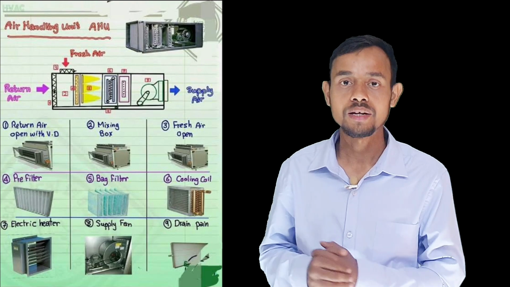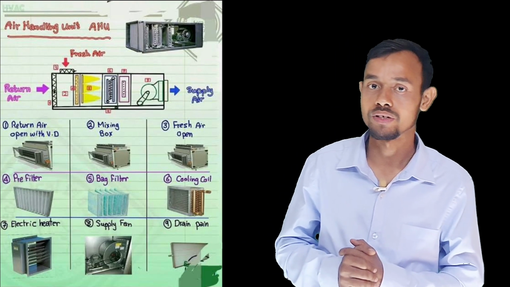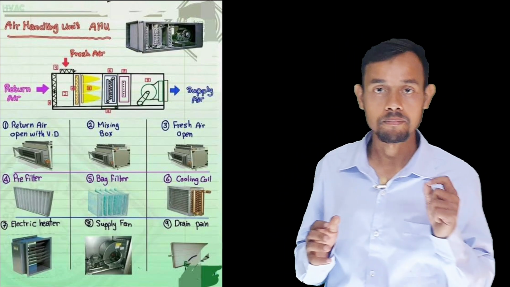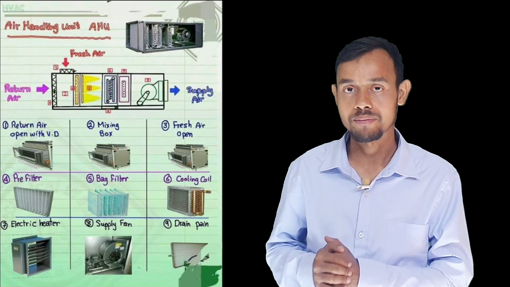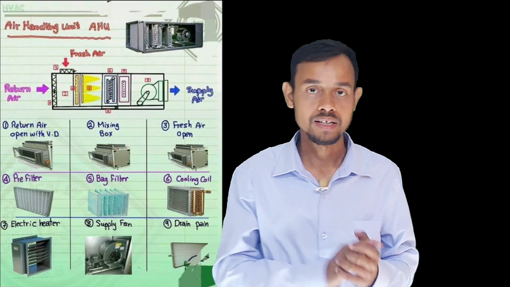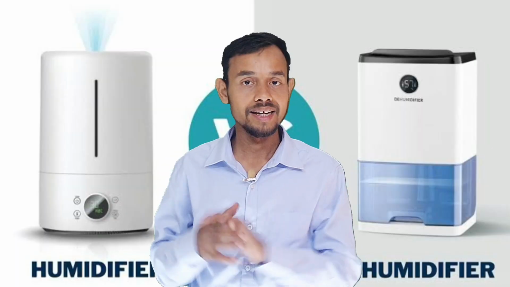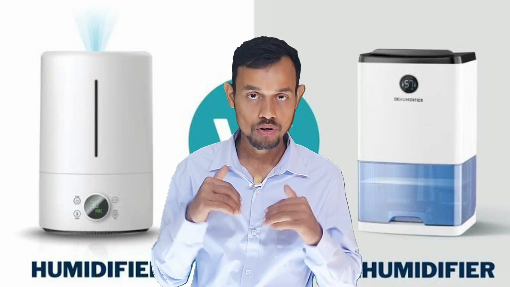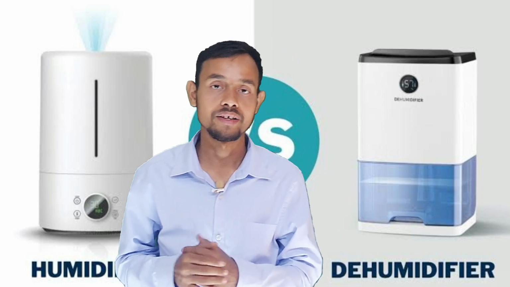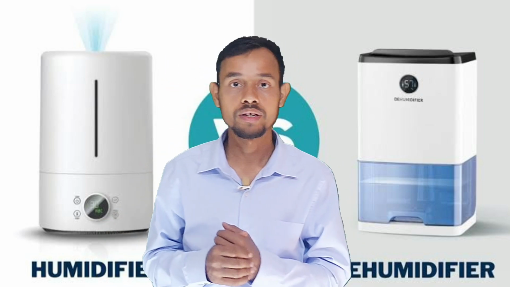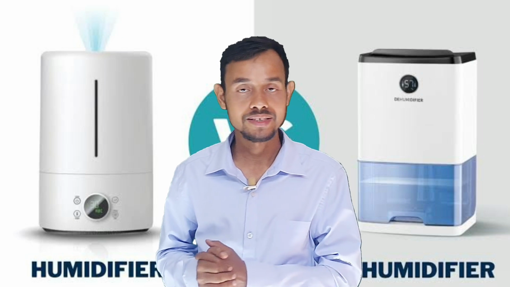Some AHUs have other components depending on the complexity and the requirements. Let's see examples of more components like humidifier, dehumidifier, sound attenuators, and vibration isolators.